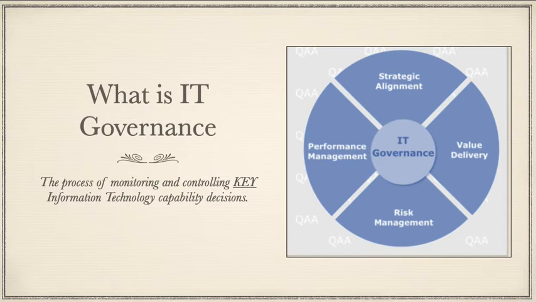IT governance is the process used to monitor and control key information technology capability decisions. This does not mean IT governance establishes all of the rules and policies. It simply governs why these rules are made. This is like corporate governance in the fact that it uses a board to help the decision process. It is different because this is all about the IT capability functions instead of business decisions.